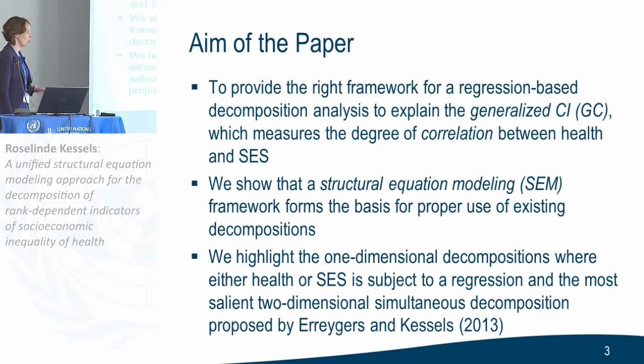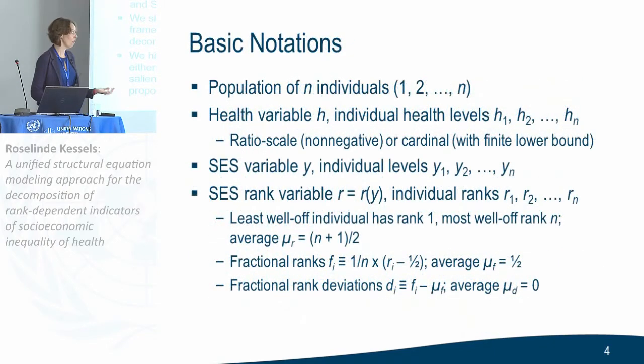First of all, I will be discussing two one-dimensional decompositions, the most well-known of which is the health-oriented decomposition proposed by Wagstaff, Van Doorslaar, and Watanabe in their 2003 Journal of Econometrics paper, in which health is subject to a regression. In previous work of ours, we also proposed another one-dimensional decomposition in which we regressed the socioeconomic status variable instead of the health variable. And also we proposed a two-dimensional simultaneous decomposition in which we regressed both health and the socioeconomic status variable on a set of explanatory variables. Okay, and I will run through these decompositions.